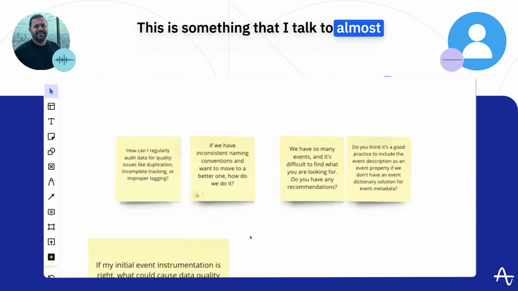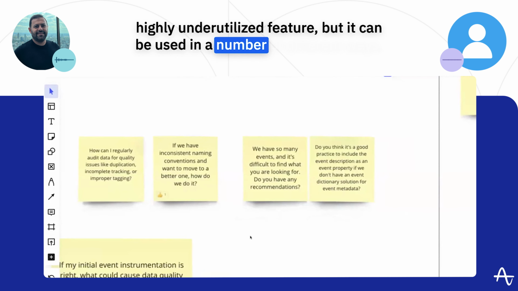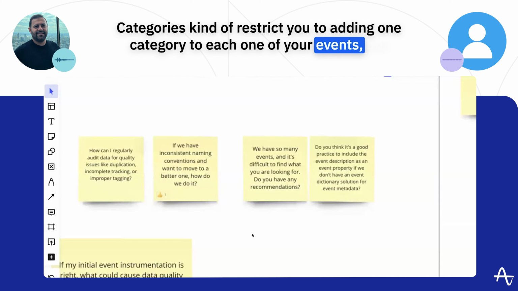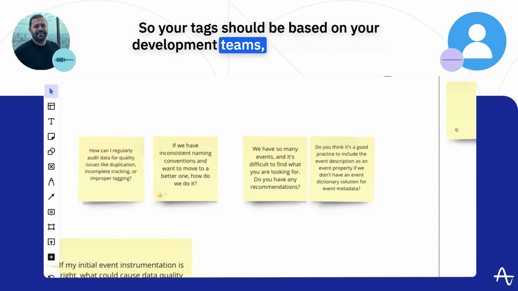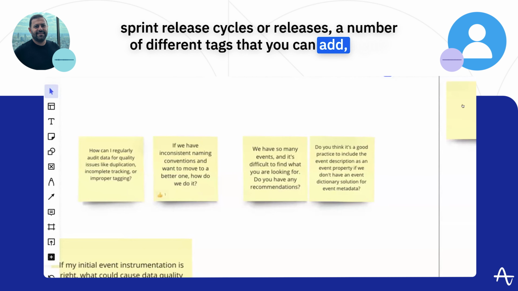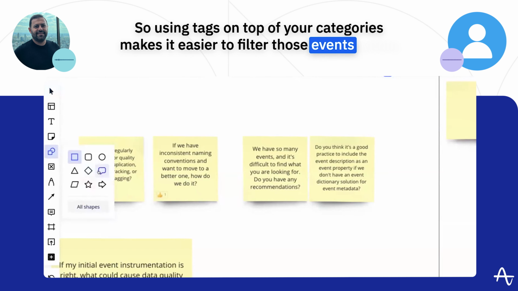This is something that I talk to almost every customer about because it's a highly underutilized feature, but it can be used in a number of different ways. Categories kind of restrict you to adding one category to each one of your events, but you can add multiple tags to those events. So your tags could be based on your development teams, could be based on sprint release cycles or releases, a number of different tags that you can add, right? So using tags on top of your categories makes it easier to filter those events within the data screen, right?